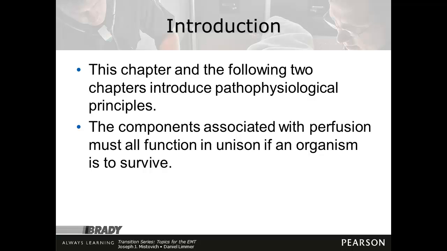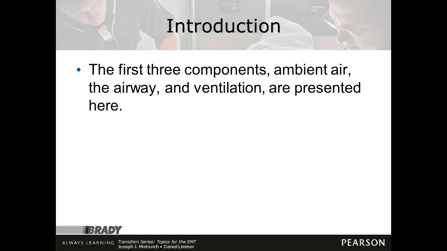A disturbance in any of these components could lead to poor perfusion with resultant inadequate delivery of oxygen and glucose to the cells, or an ineffective elimination of carbon dioxide and other waste products. If the disturbance is grave enough, the cells will eventually dysfunction and die. Again, the first three components are ambient air, the airway, and ventilation.